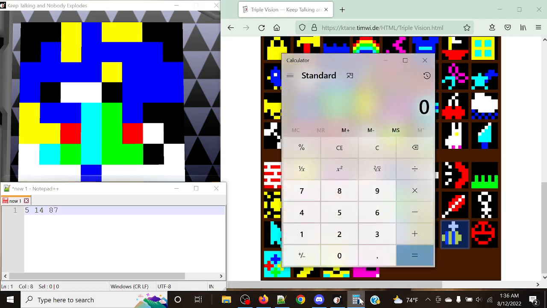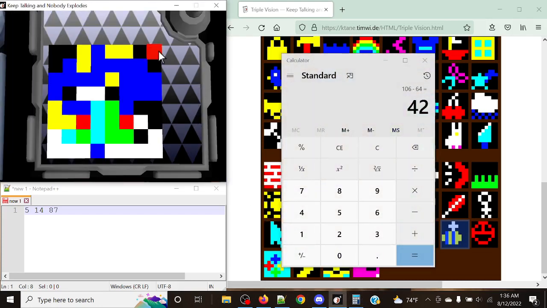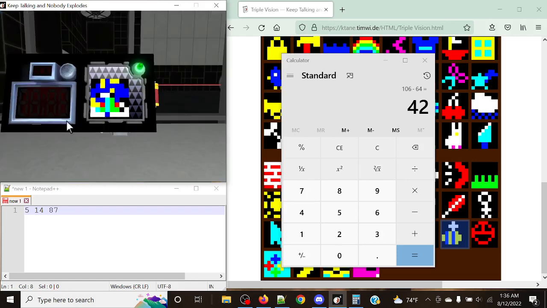Sorry for taking so long on this. 5 plus 14. But yeah, it's a lot of looking around. It's a lot of getting an idea of what you're looking at here. It can be very tricky. Modulo 64. It says 42. 8, 16, 24, 32, 40, 41, 42. This should be the cell that we need to click. And just like that, it is indeed a solved module.